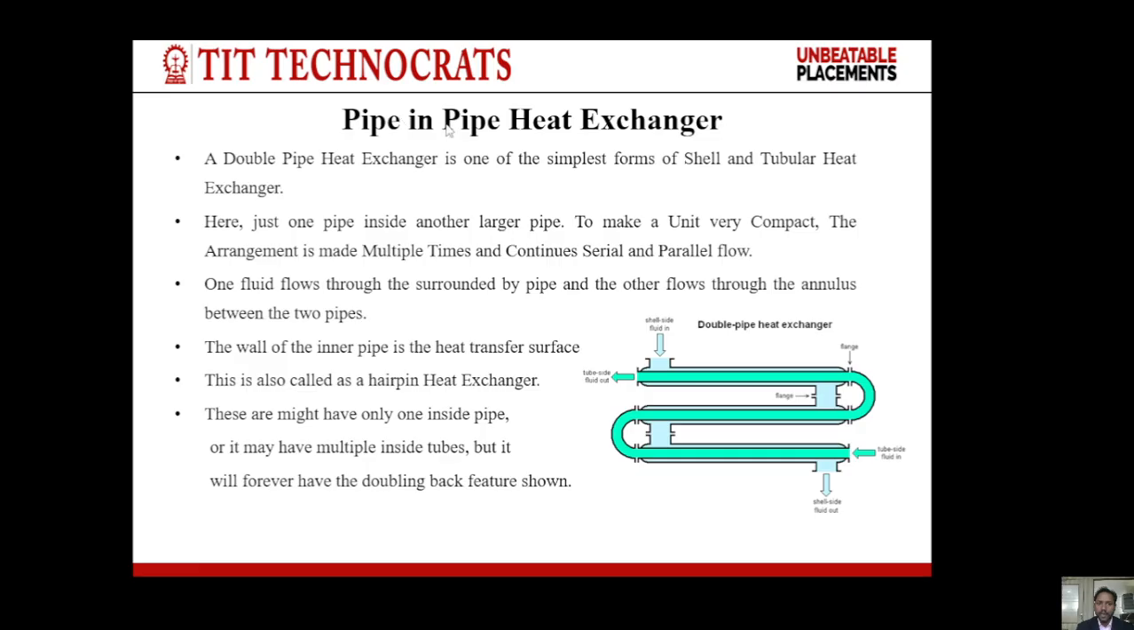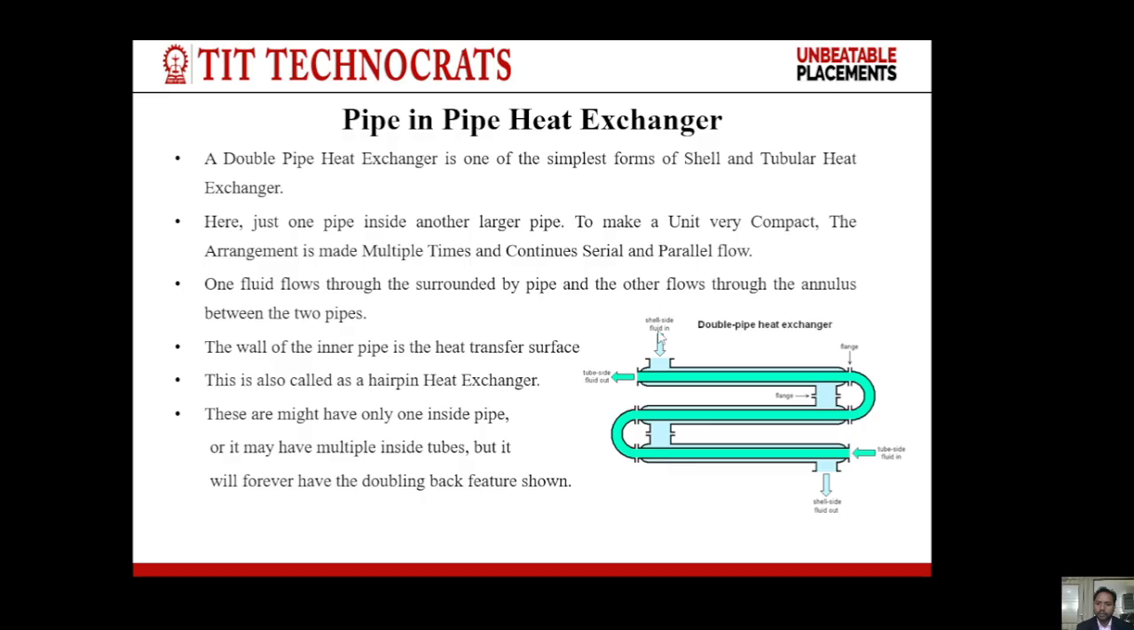The another one is the pipe in pipe heat exchanger. That is, the double pipe heat exchanger is one of the simplest forms of shell and tubular heat exchanger. Here just one pipe is inside another larger pipe to make a unit very compact. The arrangement is made multiple times in continuous serial and parallel flow. So we can see here in this diagram, that is the pipe in pipe heat exchanger.